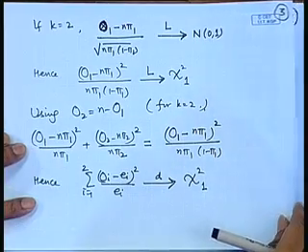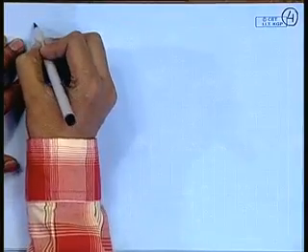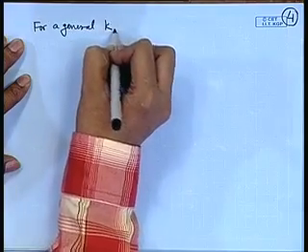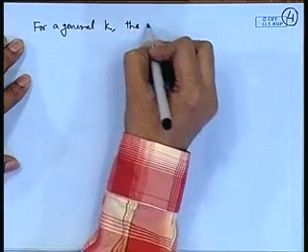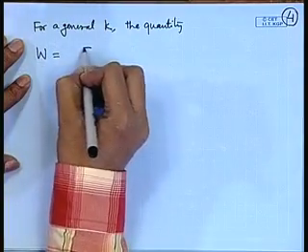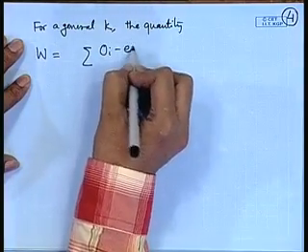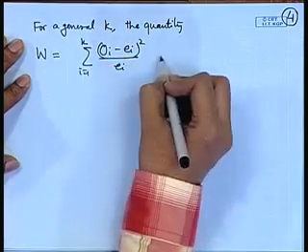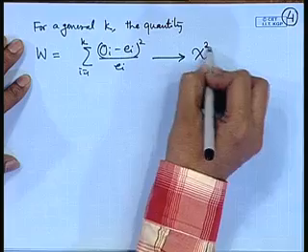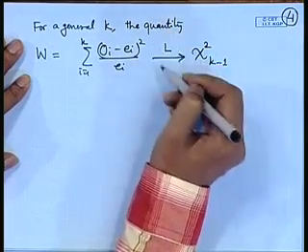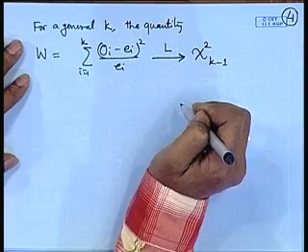So, if we generalize this, in place of 2, for a general k, the quantity, let me call it W, that is equal to the sum of (Oi minus Ei) squared by Ei, i equal to 1 to k, has asymptotically a chi-square distribution on k minus 1 degrees of freedom. I am using L and D for the asymptotic distribution here.